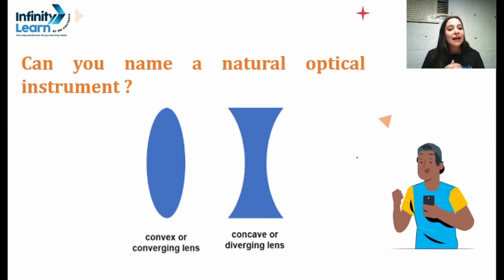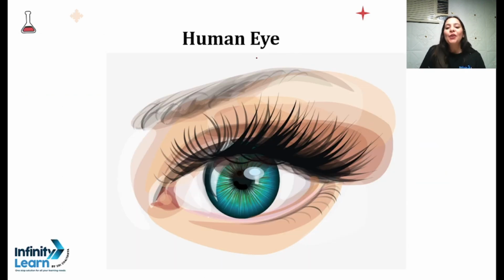Before we get started, I would really like to ask you: can you name a natural optical instrument? Optical instruments are those which make use of lenses, maybe concave, maybe convex. But here I'm asking you about a natural optical instrument. Yes, you are right, I'm talking about the human eye. We have a sense organ, a pair of eyes, and with the help of eyes you can see the world around you. So the human eye is a naturally occurring optical instrument.